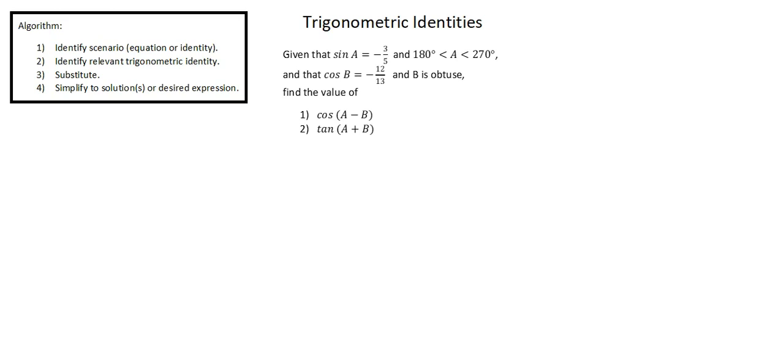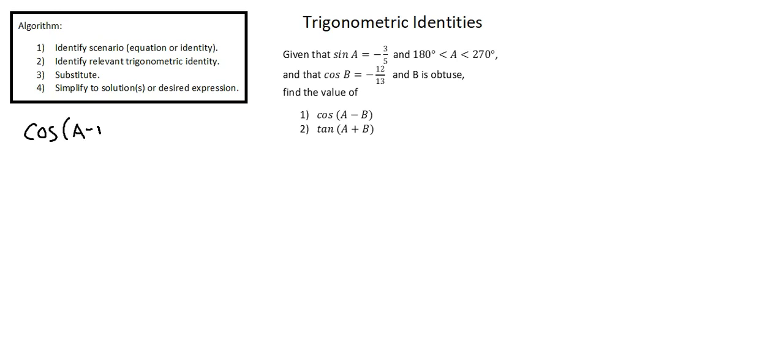Our requirements are, given that sine of A is negative 3 over 5 and 180 degrees is less than A is less than 270 degrees, and that cosine B is negative 12 over 13 and B is obtuse, find the value of 1. Cosine A minus B and 2. Tangent A plus B. So let's begin with cosine A minus B.